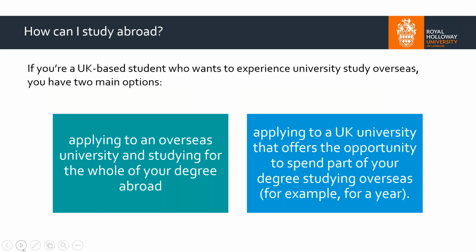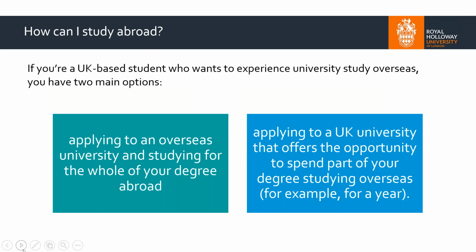In that case, you have two main general options. Your first one is, instead of applying to a UK university, you could apply to an overseas university and study for the entirety of your degree abroad. Obviously this has its pros and its cons. There'll be reasons why you may want to do this and reasons why you may not. Some universities throughout the world are much more expensive than universities in the UK. Some universities are much cheaper.